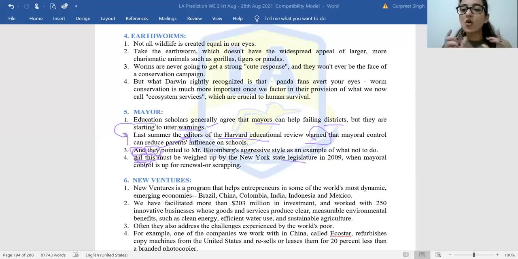All right, so all this is more than enough for us to put this sentence at the end, that it is talking about all of the things that had happened in a situation, and all this must be weighed up by the New York legislature. We cannot put it in between because there was a story going on about a situation, and this New York state legislature is completely different from that. And moreover, this "all this" is more than enough to help us understand that it's going to come at the end once we have finished the discussion. Okay.